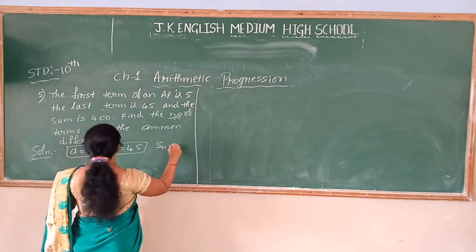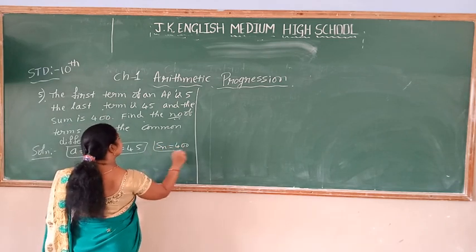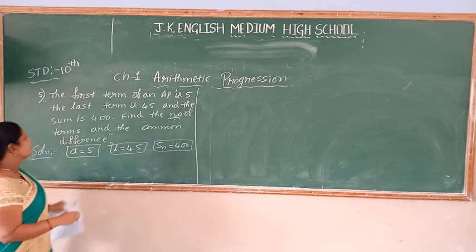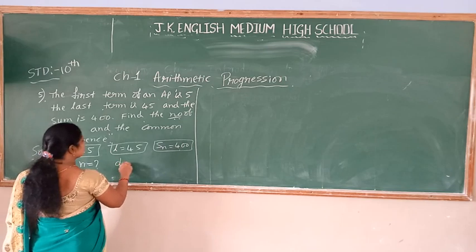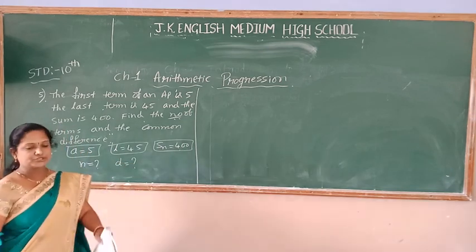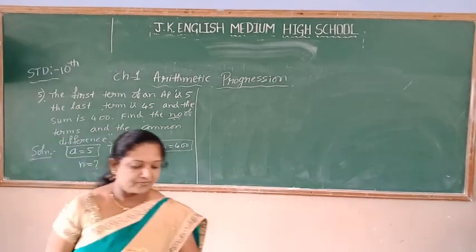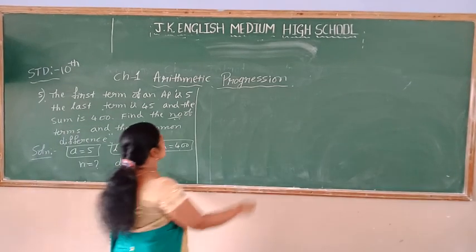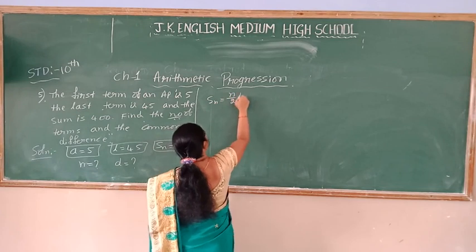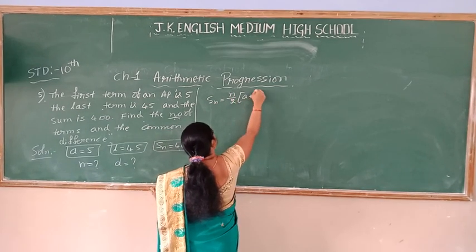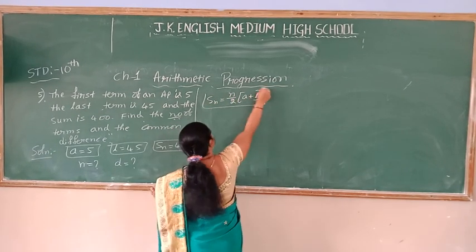Sum of n terms is 400. Find the number of terms: I have to find out the n value. And the common difference also I have to find out. So to find these two values I can use the formula, because the last term I know. So Sn is equal to n by 2 into (a plus l). I can use this formula because I know the last term.